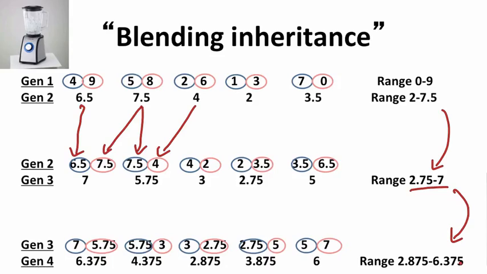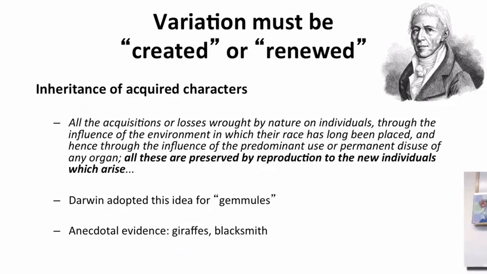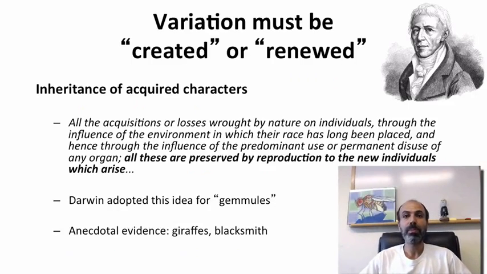If you don't have any variation, you can't have evolution by natural selection. Because if everybody's the same, then there's no heritable trait. There's no trait being inherited, which makes some individuals more likely to survive than others. This poses a problem for understanding evolution by natural selection. Now, one possible solution to this was tossed out. This was from Jean-Baptiste Lamarck.